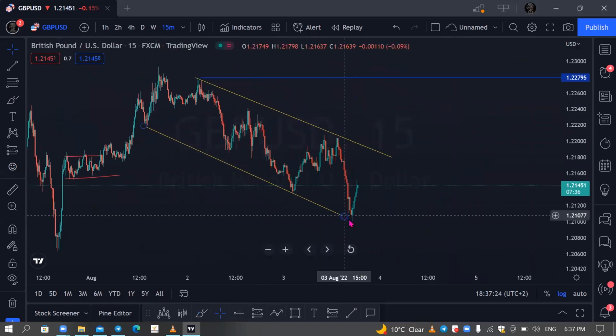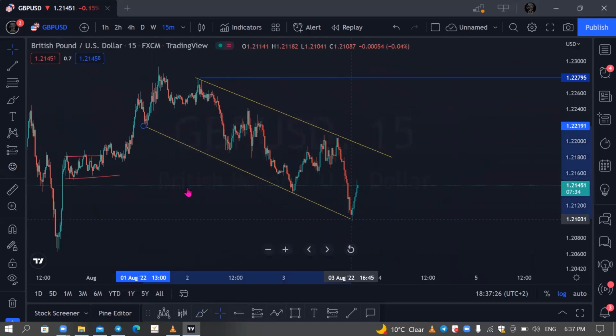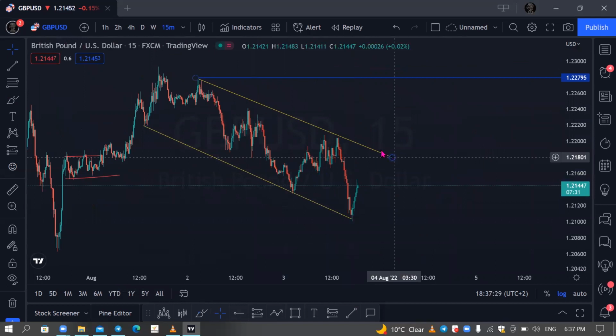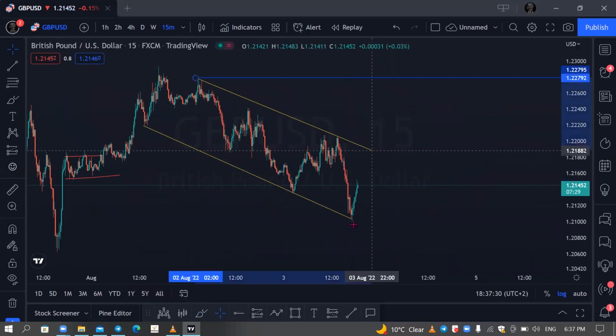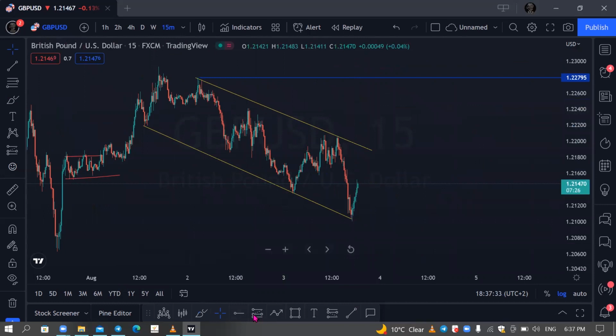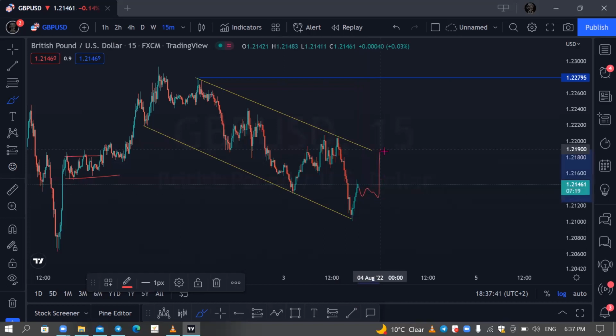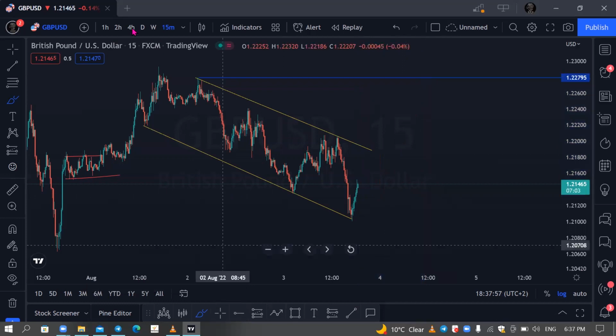So we have 1, 2, 3 touches. Okay, this is nice. Now we're having an impulse to the upside. We wait for a correction until this zone here. If we break above the trend line, start looking for another continuation pattern to our 90% rule. But the overall direction for GBP USD, I expect it to go up.